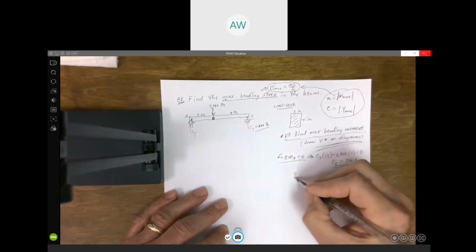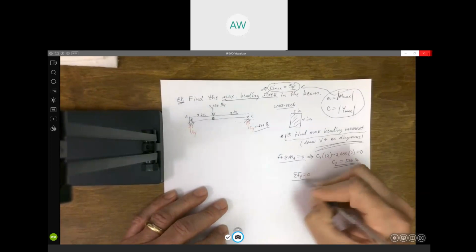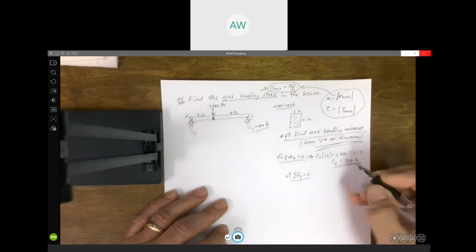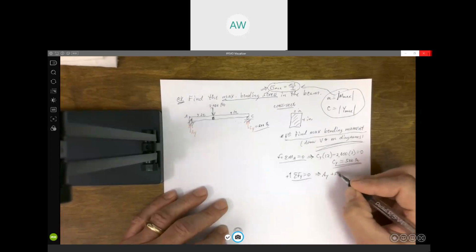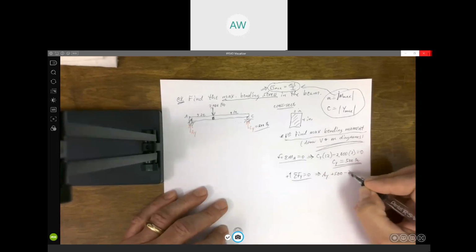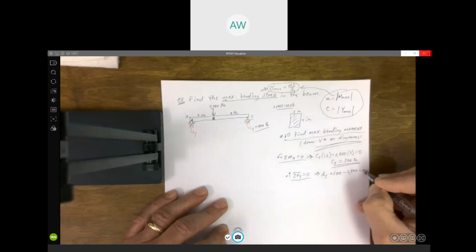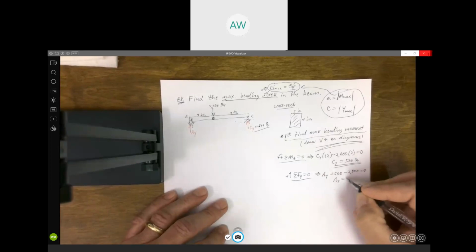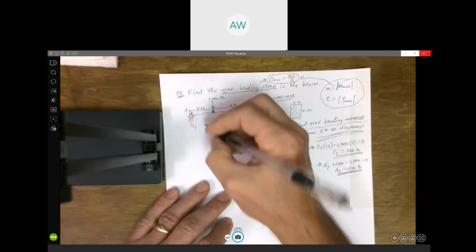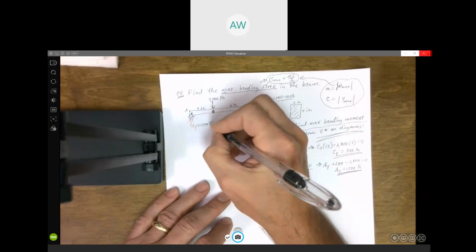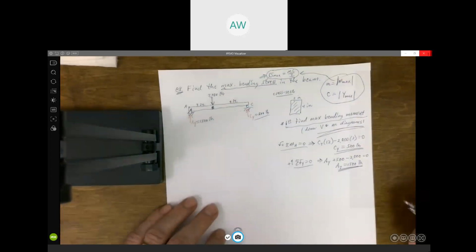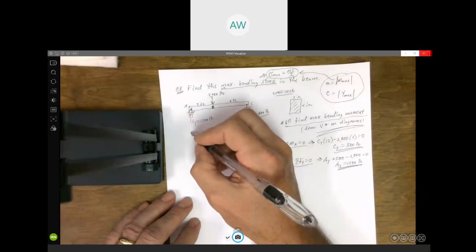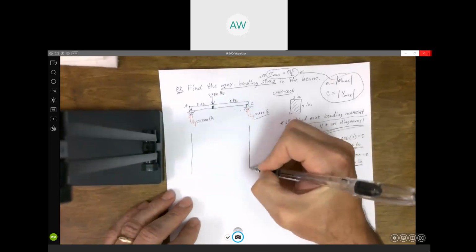And then sum the forces in the y. I'm going to go positive up. AY goes up, CY goes up, and then 2,000 down. Looks like AY is going to be 1,500. So I know AY is 1,500 pounds. And now we can draw our shear diagram, and then from that we get our moment diagram.